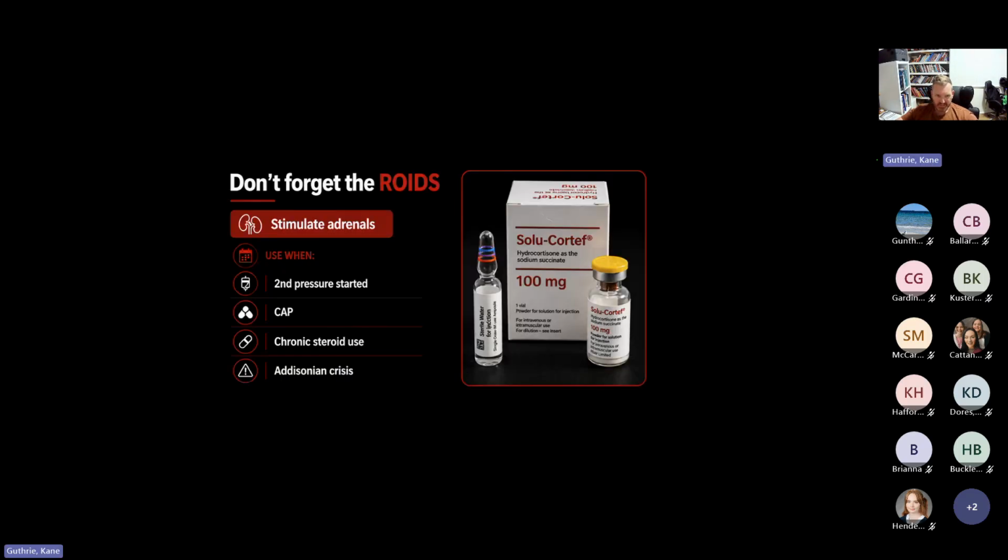Once you're starting a second pressor, that's when we want to stimulate the adrenals, and that's when we're going to give them bolus doses of hydrocortisone. Other indications where we may consider giving hydrocortisone is severe community-acquired pneumonia. There were 2 studies published in 2024 that showed there was some benefit in that, okay, for those that are getting admitted. If you're on chronic steroid use, like for rheumatoid arthritis and stuff, then we're going to give them steroids, or if they've got Addisonian crisis as well.